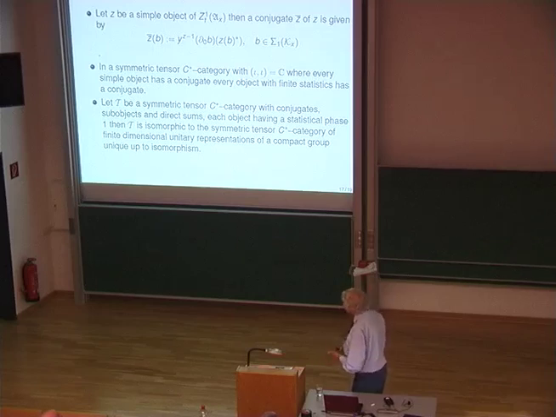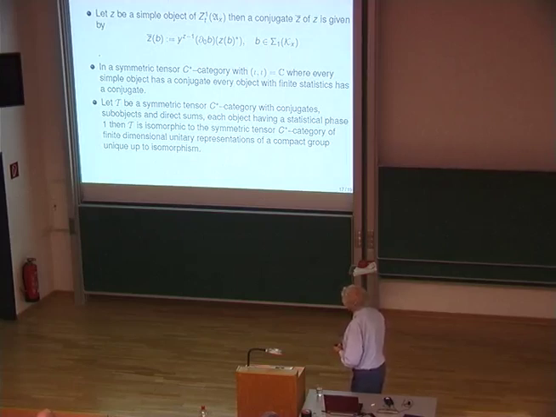And then, on this tensor C star category that we have got, one can also define a symmetry corresponding to the permutation of two charges. There is nothing particularly new about that in this context, and it gives you what is called a symmetric tensor C star category, and I is the identity one cocycle, and this is irreducible.